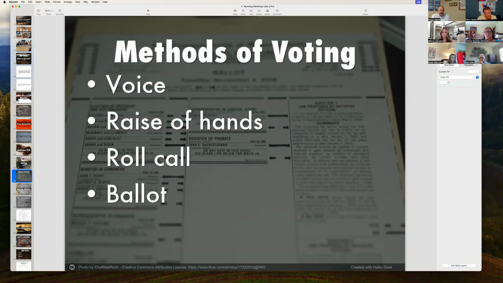For simple stuff, like a vote to amend a main motion, if it's a small group, just do a voice vote. If it's close, then do a stand-up vote or a raise of hand vote. There are lots of different ways.